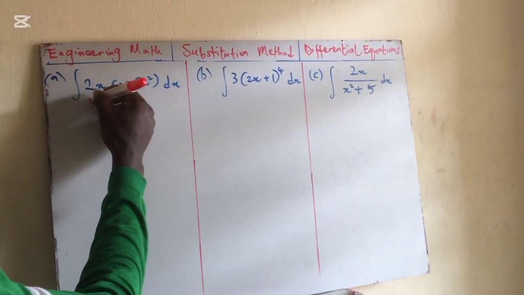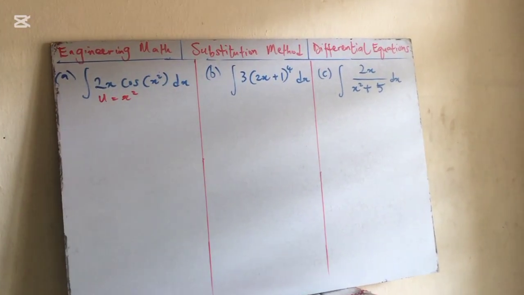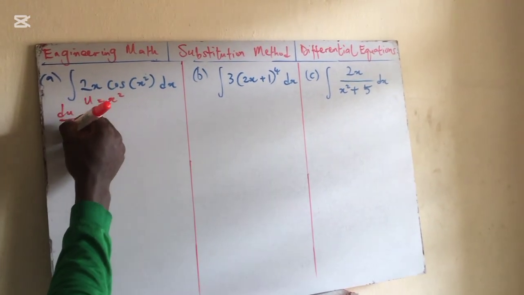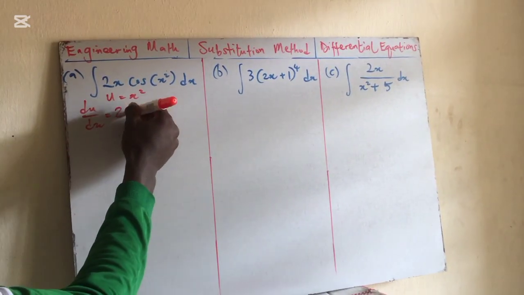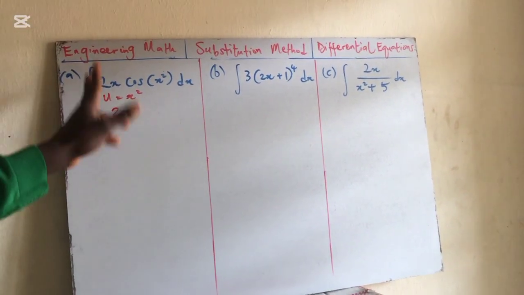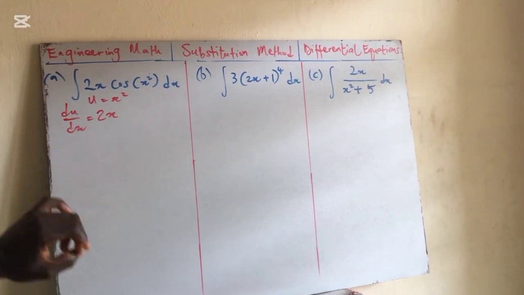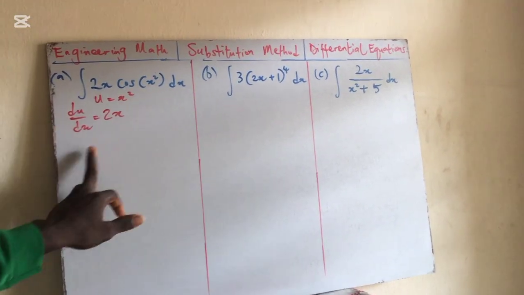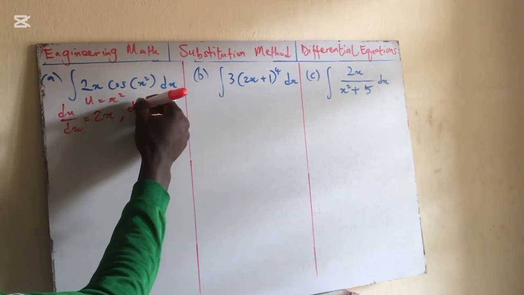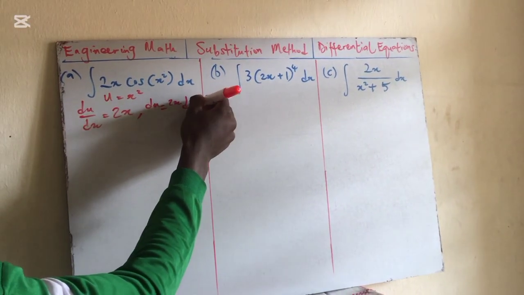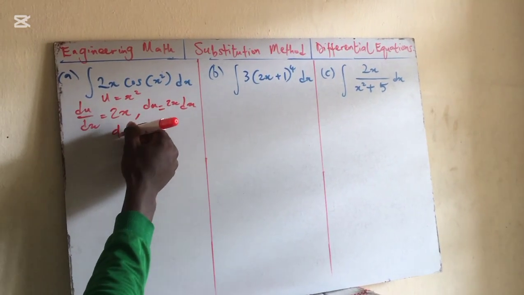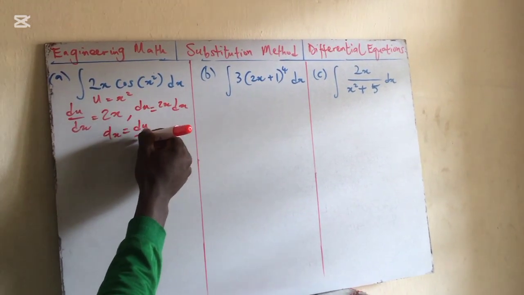So I'll just say u equals x squared. Next thing I'm going to do is to differentiate that u with respect to x. I will say du dx. This is 2x if you differentiate it, right? I will also look for what dx is equal to. From this expression, I will make dx the subject of the formula. So I will have du equals 2x dx. Then dx will be du over 2x. So I'll just say dx equals du over 2x.